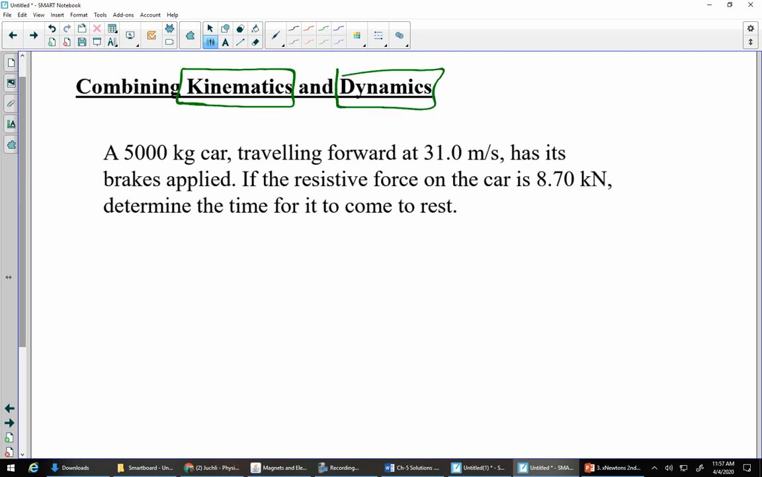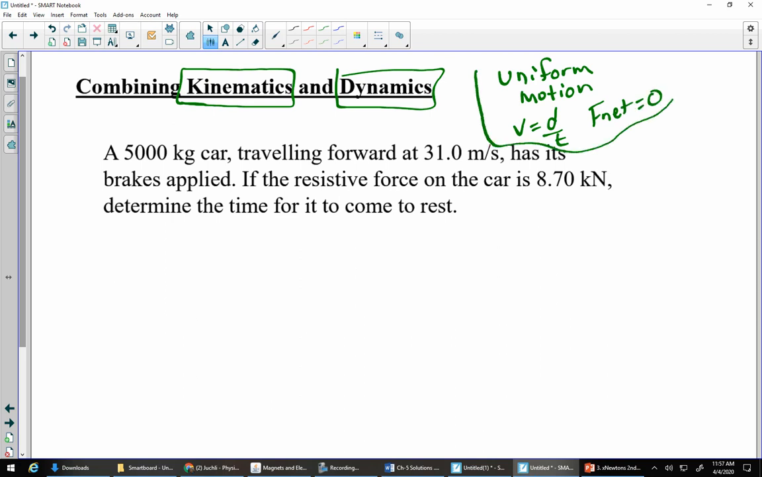So kinematics, if we're dealing with uniform motion, we know the only formula that we can really use is v equals d over t. That is our uniform motion kinematics formula. What about forces when we have uniform motion? Well, if it's uniform motion, I know my net force is equal to 0. So all of those pieces fit well together. That is one of the really extremely big ideas.